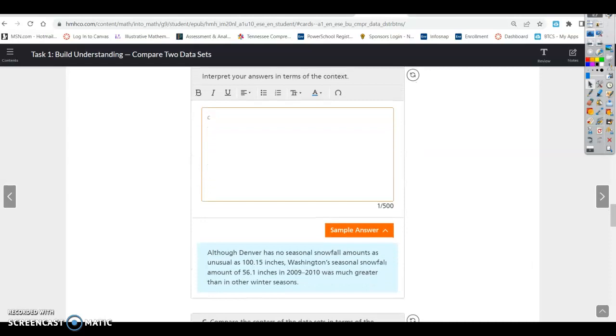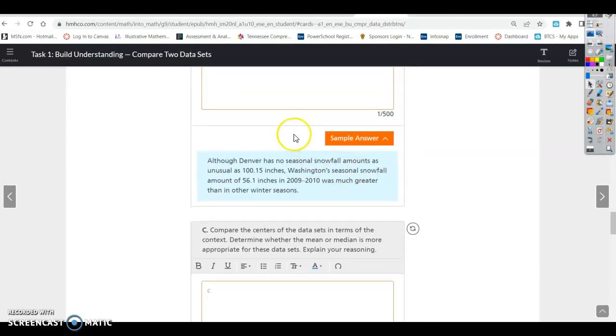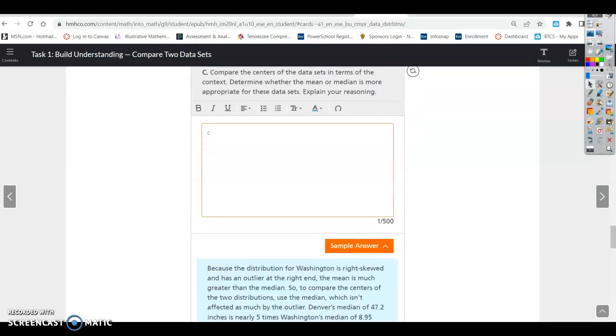All right, so it says interpret your answers in terms of the context. So the sample answer here says, although Denver has no seasonal snowfall amounts as unusual as 100 inches, Washington's seasonal snowfall amount of 56.1 inches in 2009 and 2010 was much greater than the other winter seasons. So that's showing that the 56-inch one for the Washington graph was much higher than all the others.